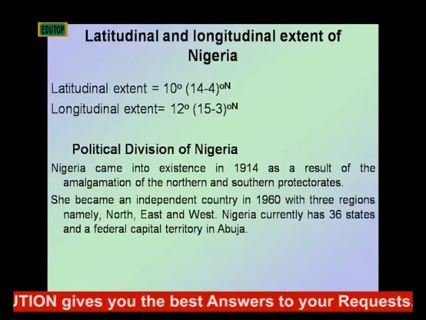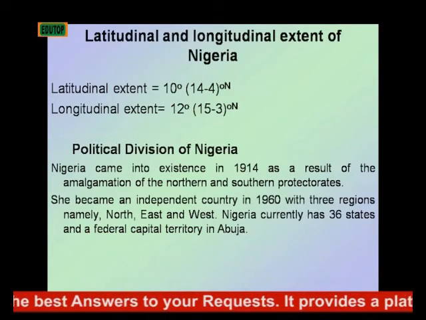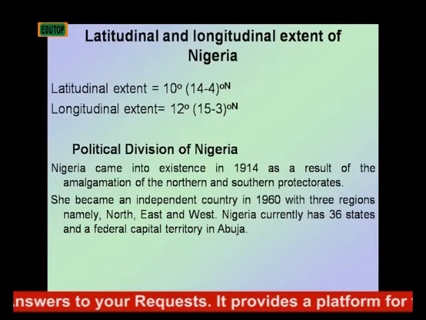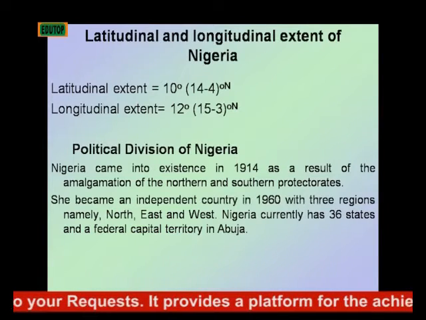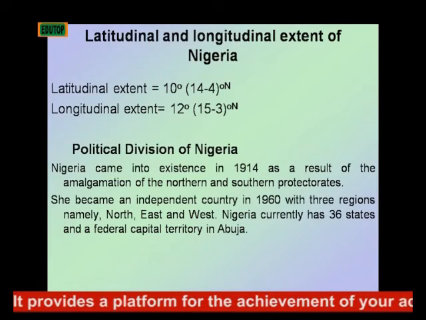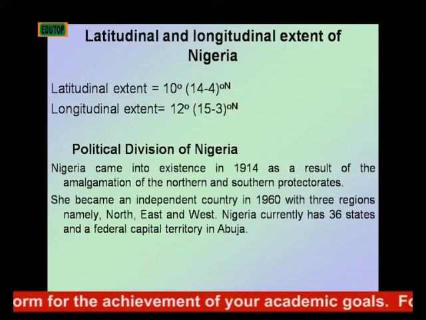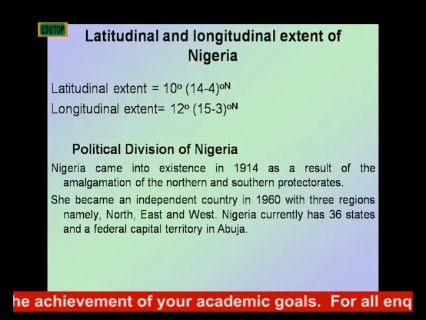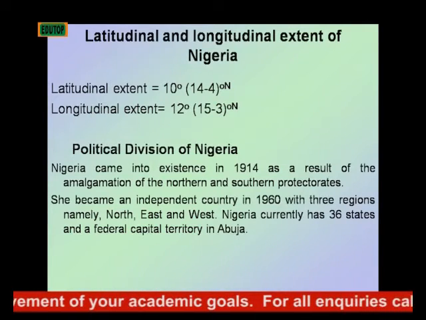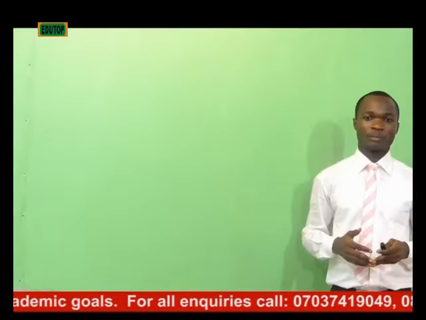Now, the latitudinal extent and the longitudinal extent of Nigeria is 10 degrees and 12 degrees respectively. A latitudinal extent is obtained by subtracting 4 degrees north from 14 degrees north, while the longitudinal extent or stretch is obtained by subtracting 3 degrees from 15 degrees.